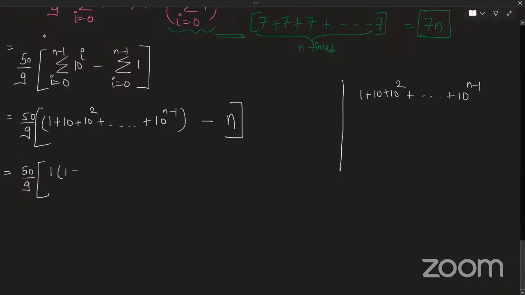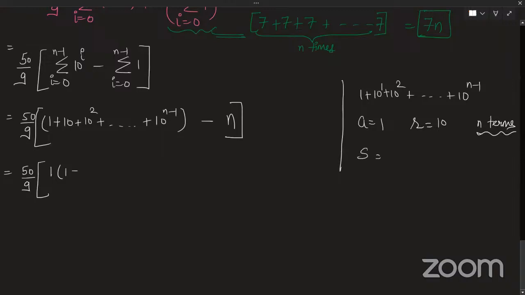So what is my value of a? Correct, a is 1. And what is my value of r? 10. And what is my number of terms? n terms. Correct. There are n terms, not n minus 1 terms.